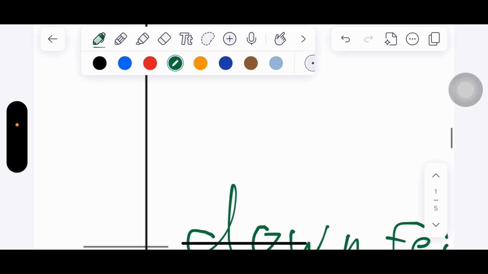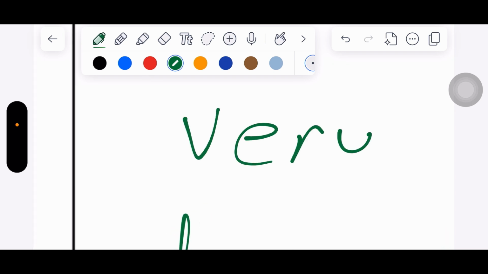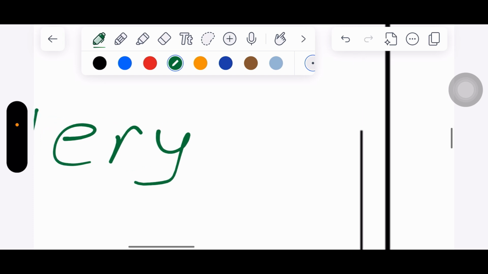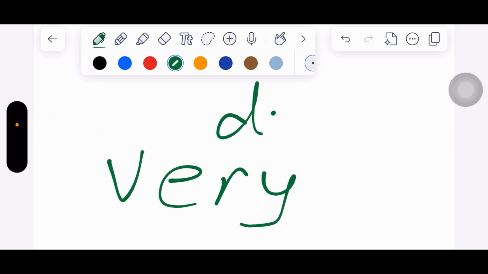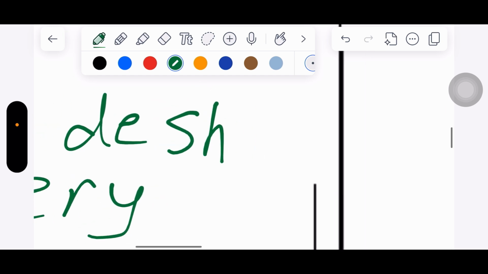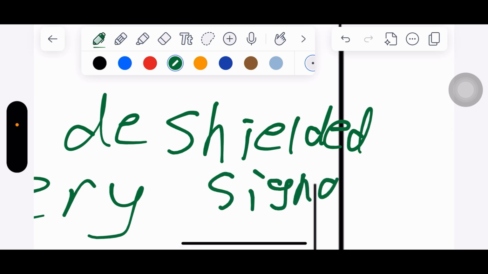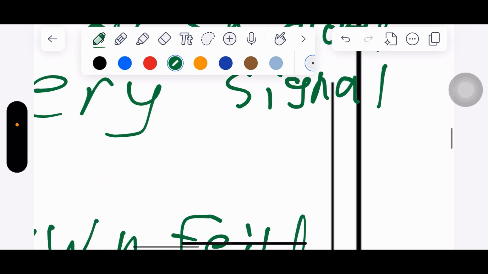And also, I want to clarify that it's a very deshielded signal. It's typical for ketones, by the way. Very deshielded. Known for ketones.